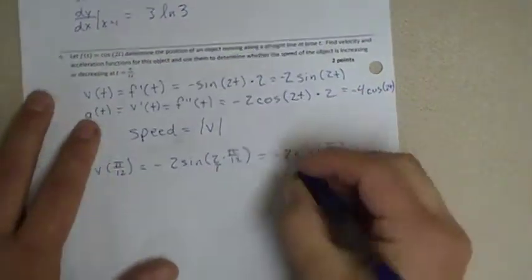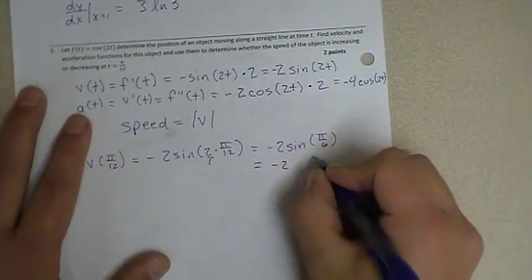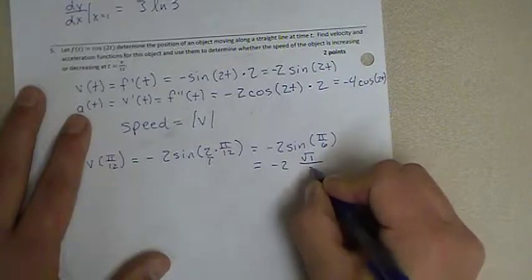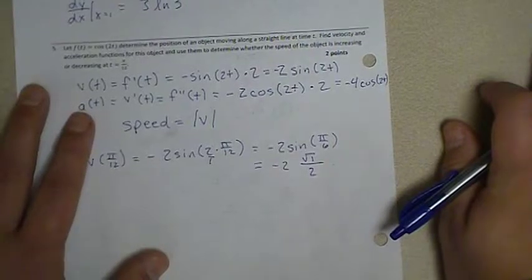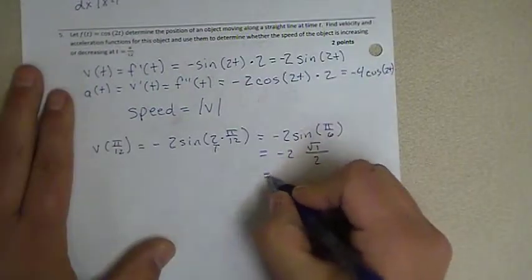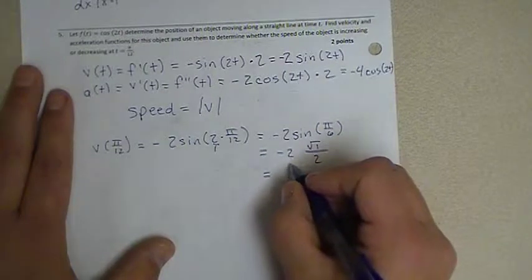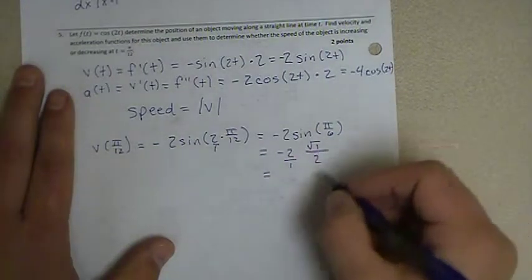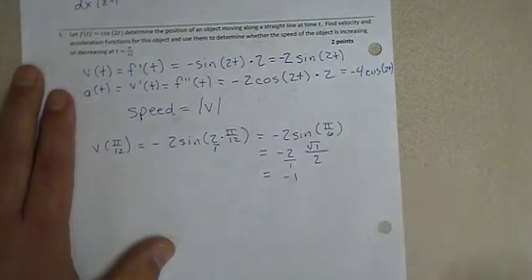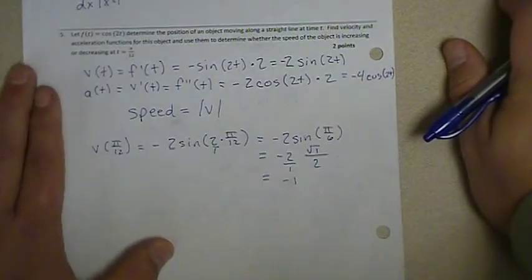I'm going to put that value underneath a square root. So 1 is under a square root and it's being divided by 2. And if you simplify this, what you end up with for the velocity at pi by 12 would be, well, if you do top times top, bottom times bottom, you get negative 2 over 2. You end up with negative 1 for that velocity.